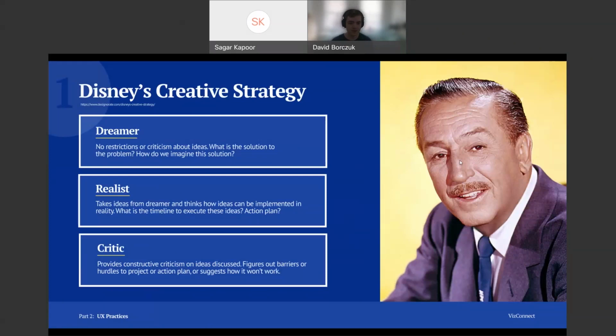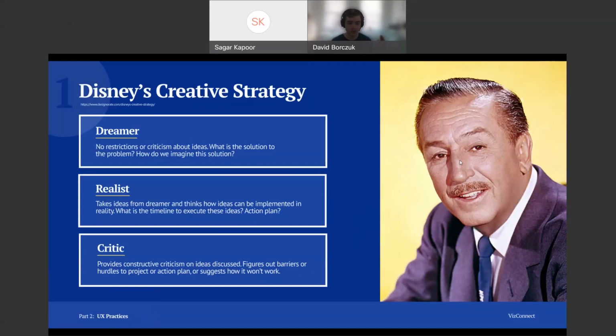Then you have a realist who takes the ideas of the dreamer and thinks about how it can be implemented logistically in order for the product or the idea to materialize. What's the action plan for this? What is the timeline for this project? And so that's what the realist does. Then you have the critic who takes the ideas of the realist and sees if those action plans are feasible or if they're barriers to the action plan or if it's just not going to work.